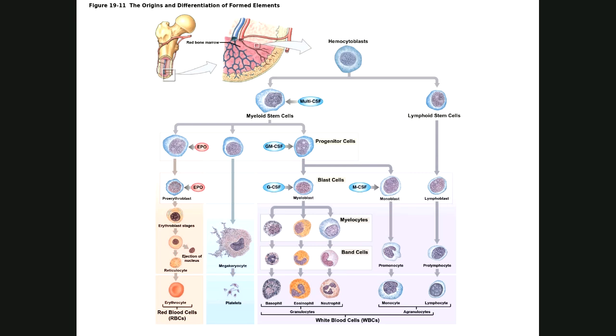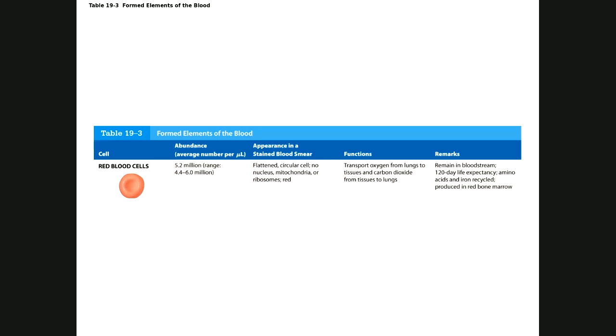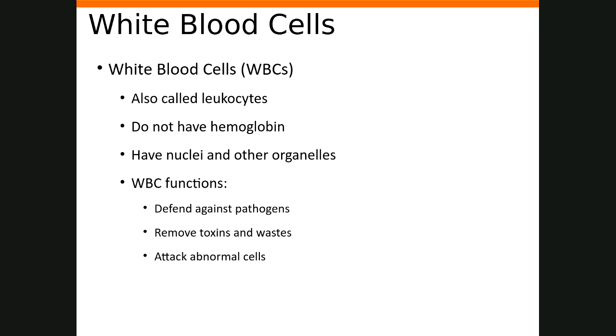This is just an overview of blood cell formation, which is a good slide to have generally. It also allows you to review the different types of formed elements: red blood cells, platelets, and the different white blood cells. And then again, here is a nice overview of the abundance, appearance, functions, and remarks for red blood cells. White blood cells are a little bit different.